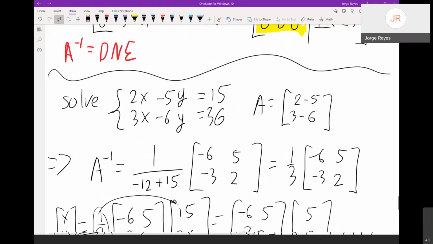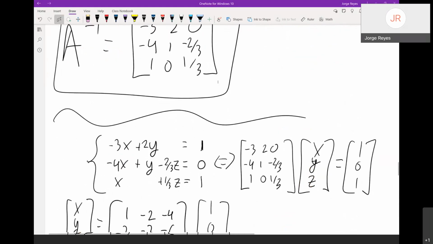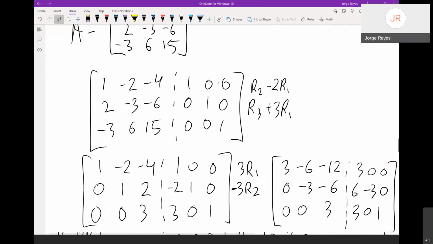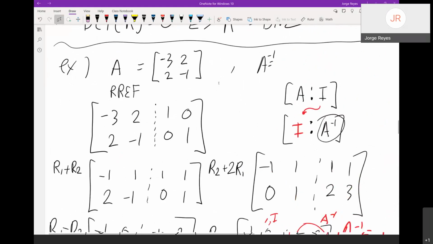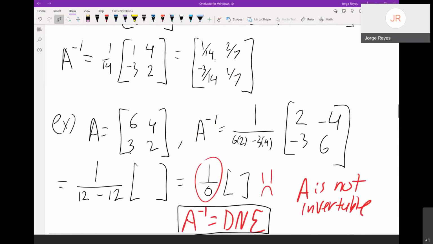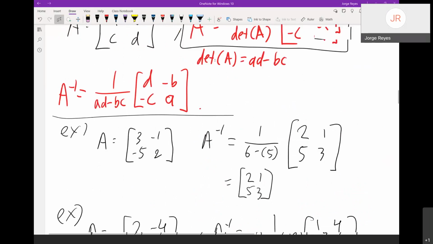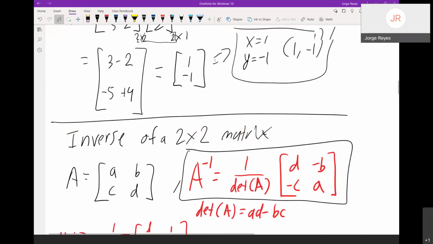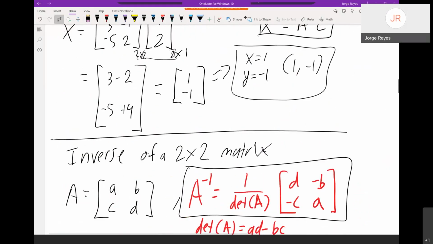But that's it for this section. It's a pretty important one. You should be able to calculate inverses and multiply matrices. This heavily requires that you understand the previous sections. But that's it for this section. See you guys next section.